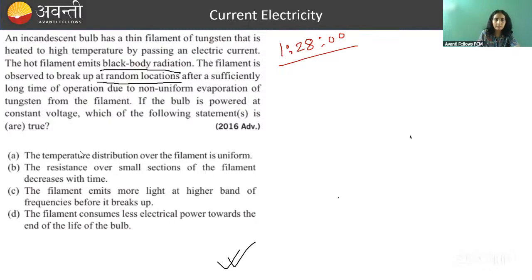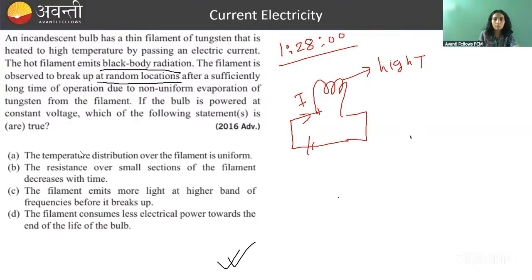So if you look carefully here, there is a bulb. It has a filament made of tungsten, and that is basically heated to high temperature by passing electric current through it. Electric current is passing through it, and this bulb is powered at constant voltage. ठीक है. Now what is happening?